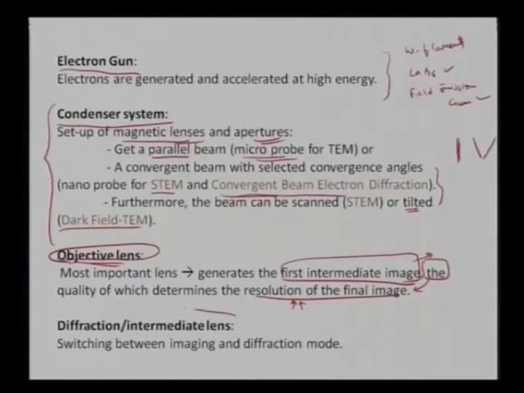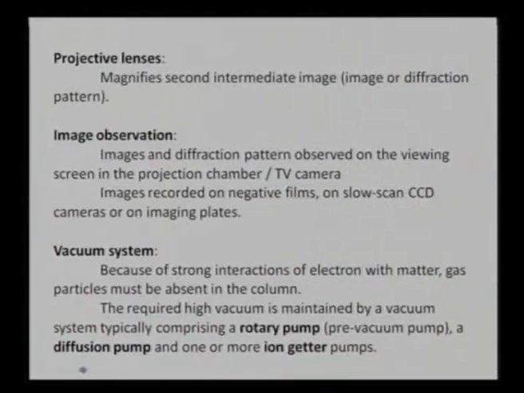In between, I can have diffraction or intermediate lenses, either to get a diffraction mode or an imaging mode, because they are formed at different locations. So I need to have two apertures or lenses which will guide me in switching from imaging to diffraction mode, or in selecting a particular aperture. And there can also be some projective lenses. They will magnify the second intermediate image, which can be either the image or the diffraction pattern.